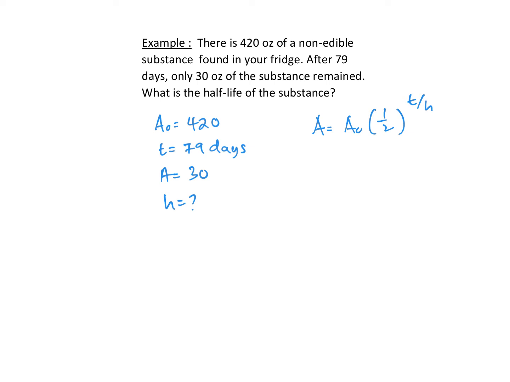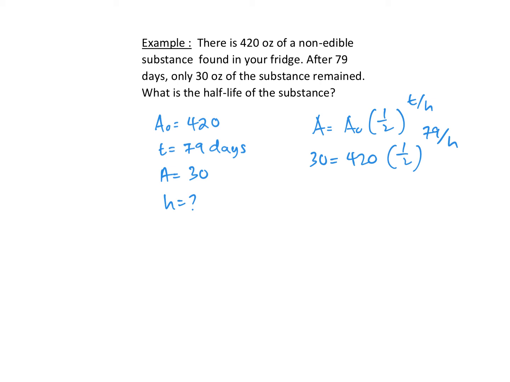In this example, we are given a starting amount of 420 ounces. After 79 days, so that's time passed, there is 30 ounces left, so that's end amount. And we're looking for the half-life. So same model, starting amount, half-life, t/h. We are given the end amount of 30, the start amount of 420. We know that 79 days have passed, and this time we are looking for the half-life.